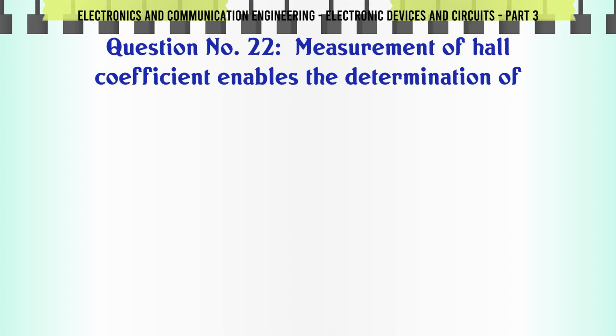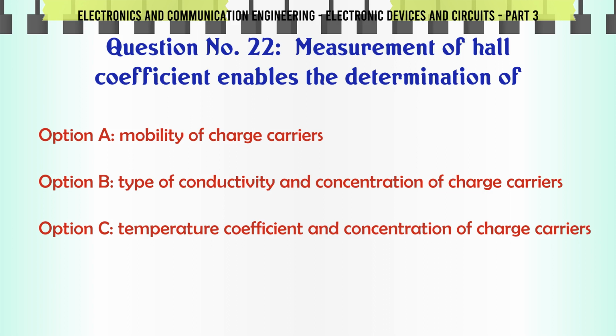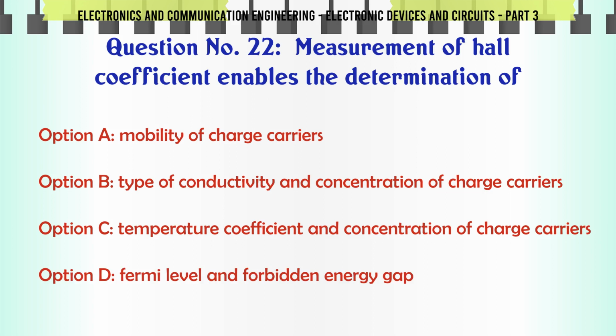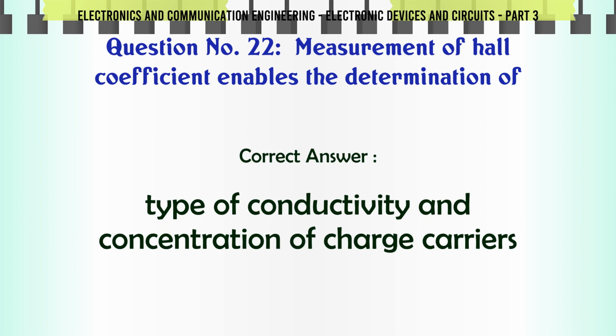Measurement of Hall coefficient enables the determination of A. mobility of charge carriers, B. type of conductivity and concentration of charge carriers, C. temperature coefficient and concentration of charge carriers, D. Fermi level and forbidden energy gap. The correct answer is type of conductivity and concentration of charge carriers.